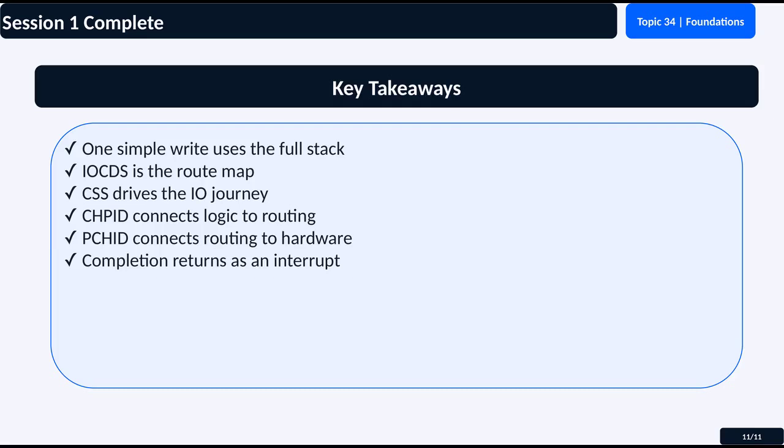The final lesson is that z/IO is precise because every piece has a clear responsibility. The operating system requests work. The channel subsystem manages the route. The IOCDS defines the map. Logical paths are tied to physical ports. Switches and storage devices follow the routing information. Then completion returns by interrupt. When the map is correct, the journey is reliable. When the map is wrong, the machine still follows it, so precision is everything.